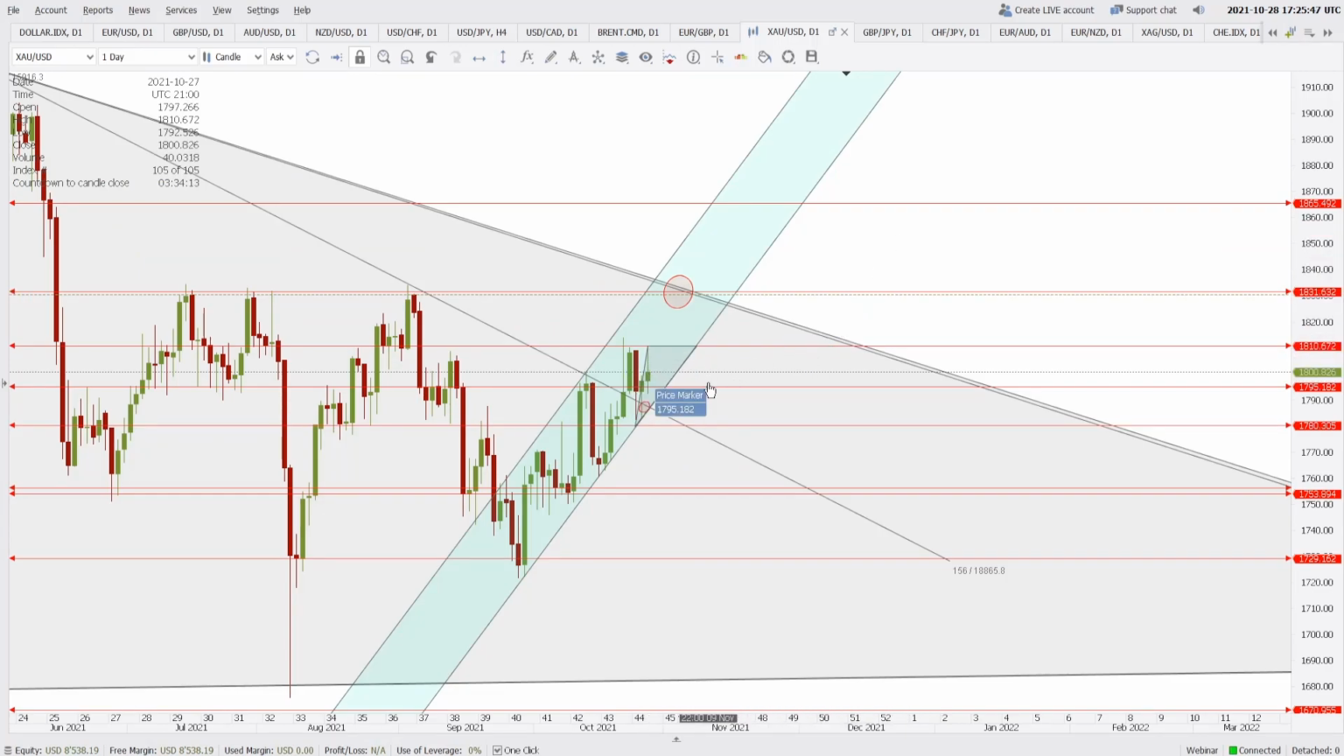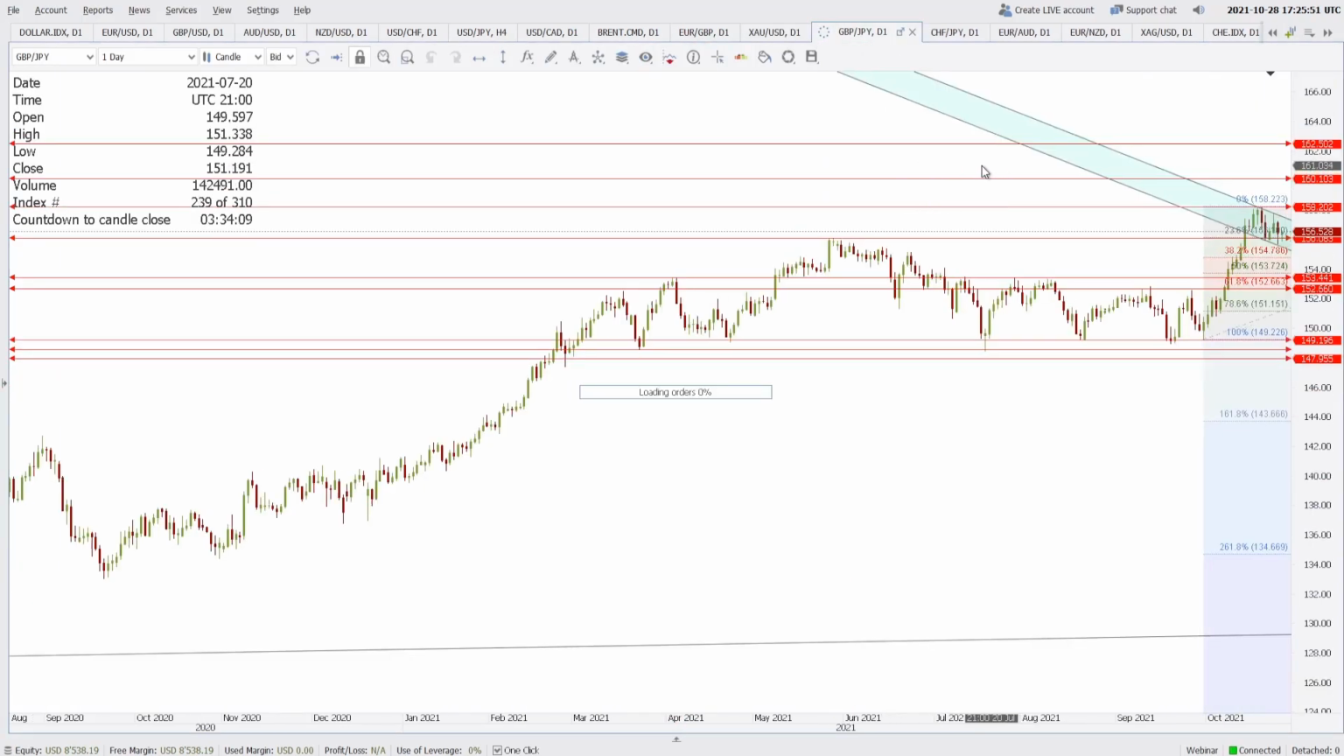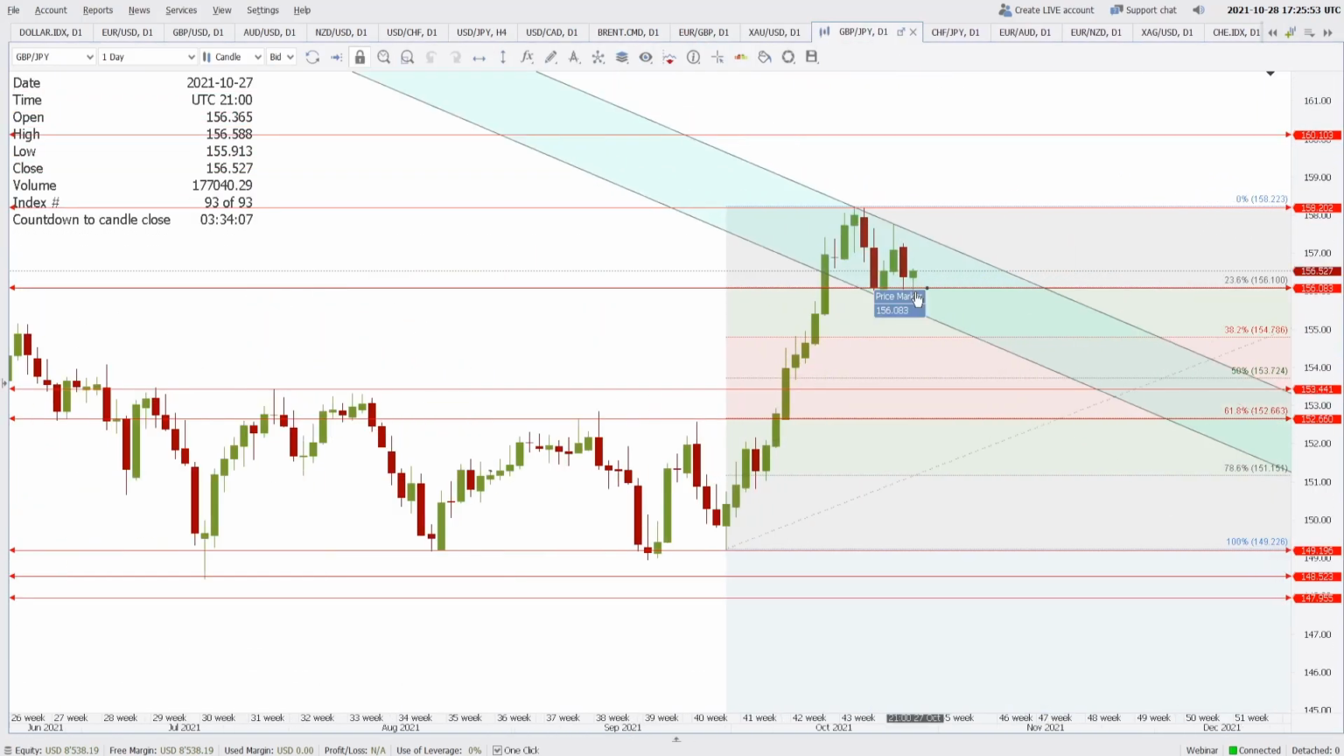1810 is the resistance, 1795 is the support. Let's talk about the GBPJPY. 156.08 we said that it is going to be support, and now 188.21 is going to be resistance. But since the price is trading in a falling channel, be cautious about this channel. I hope you know how to trade this. Just no more words for this.